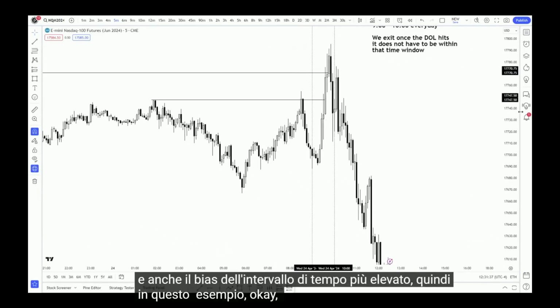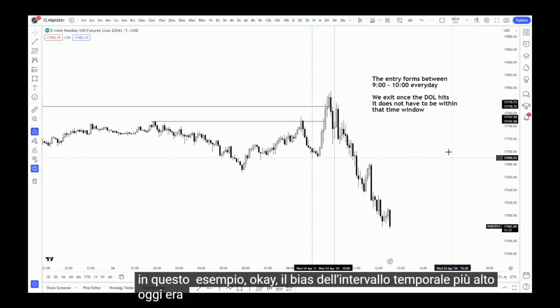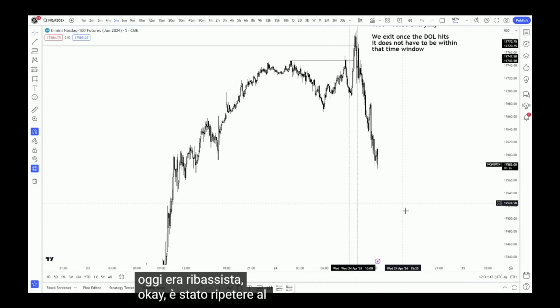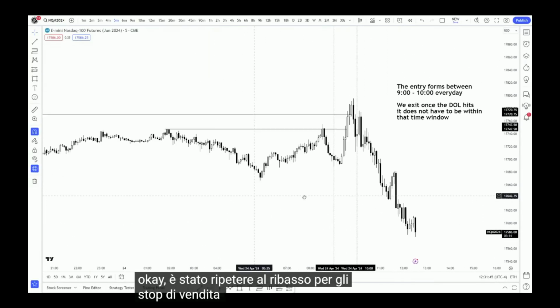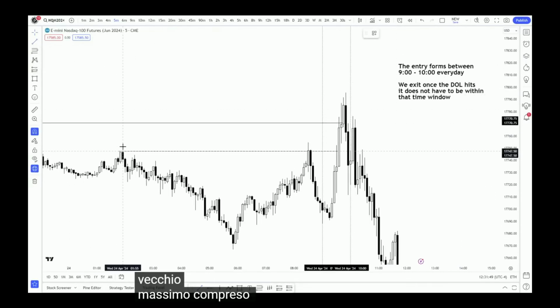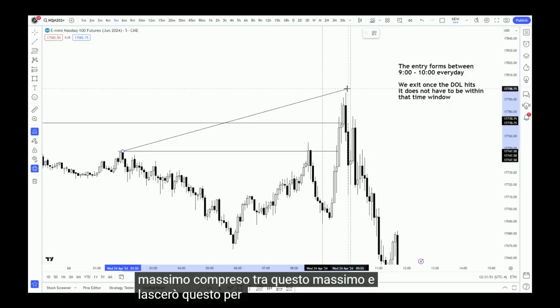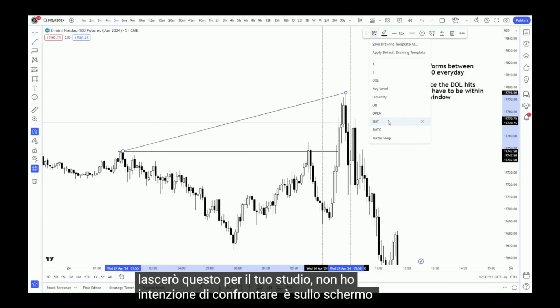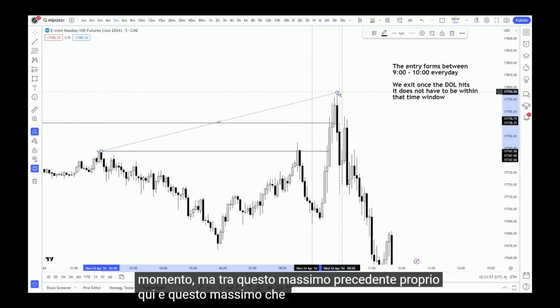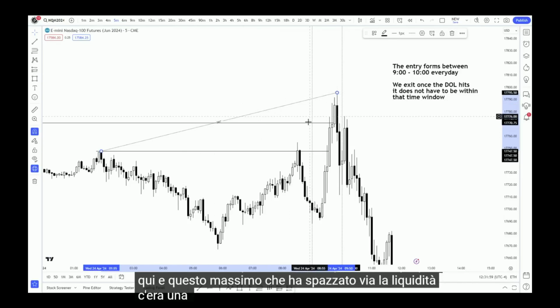So in this example, okay, the higher time frame bias today was bearish. It was to reprice back lower for the sell stops. When price pulls above this old high, between this high, and I'm going to leave this for your own study, I'm not going to compare it on the screen right now, but between this previous high right here and this high that swept liquidity, there was SMT divergence.